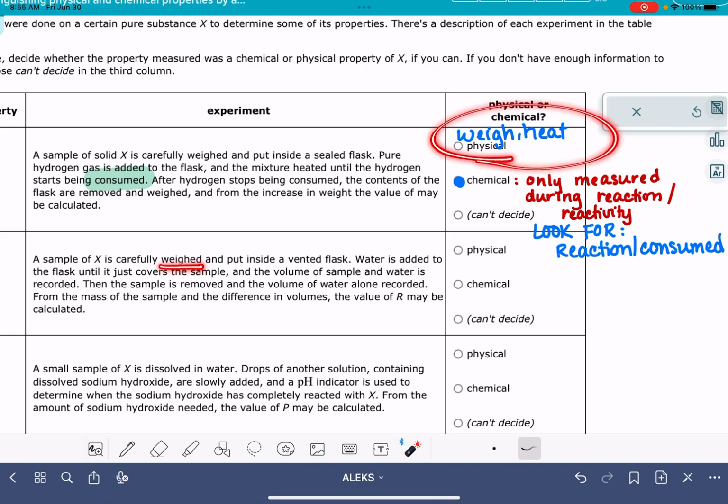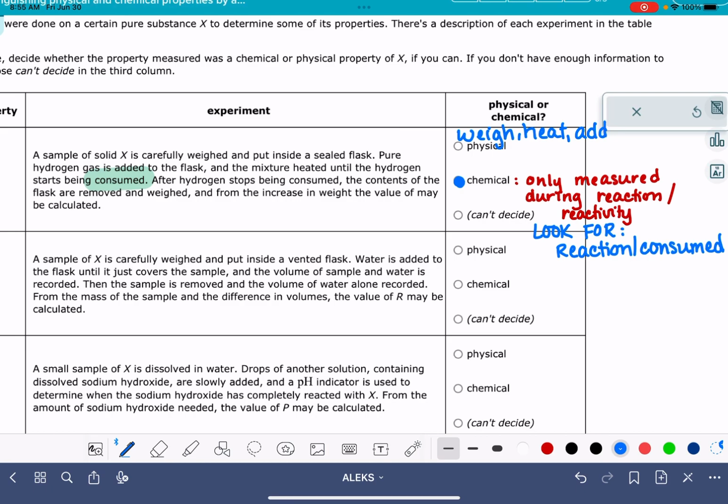Weighed, that's physical. Putting it somewhere, that's also not a chemical reaction. Adding water, so just the process of adding something to it, is not a chemical reaction. Adding water until it covers the sample. The volume is recorded, so making measurements, like mass measurements, volume measurements, things like that. Those are all physical, not chemical.